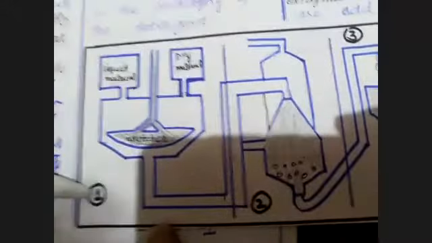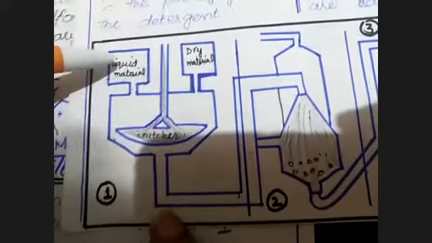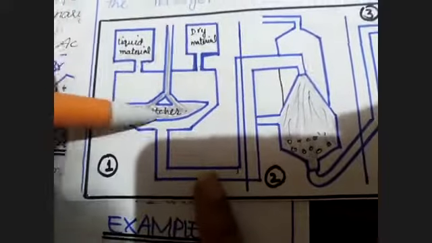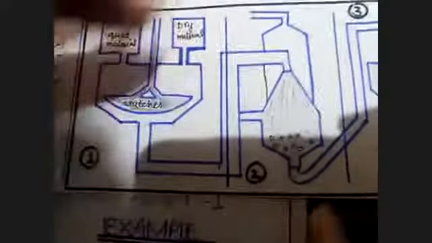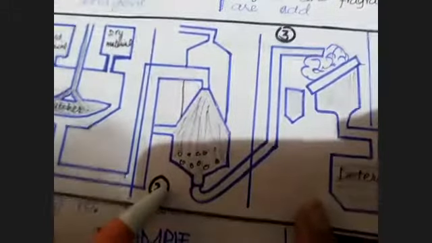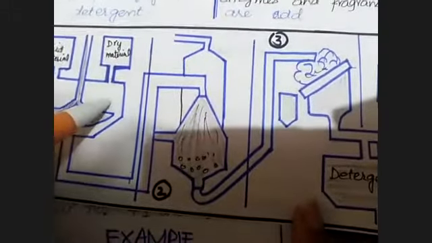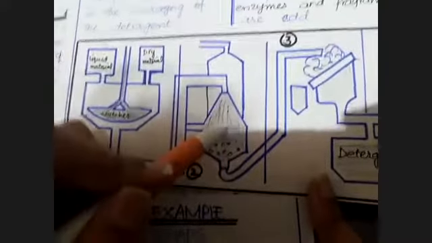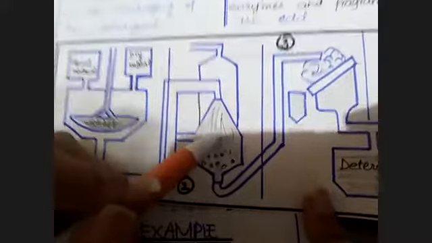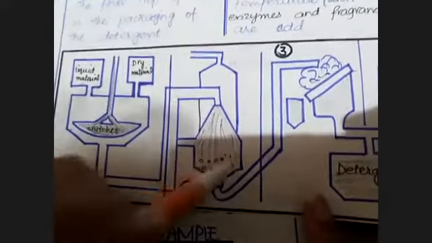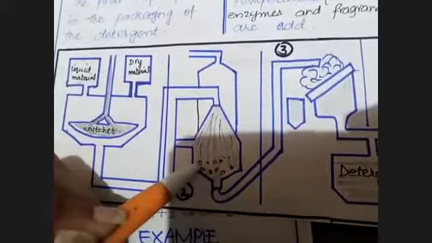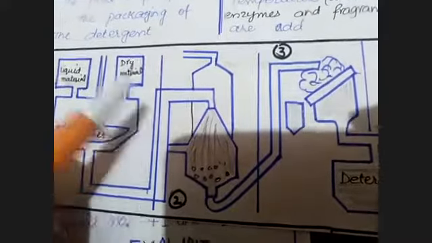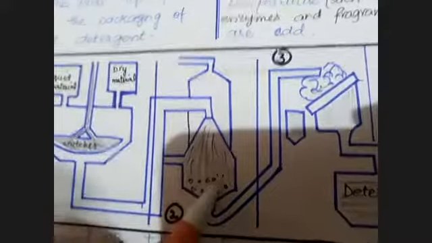In the first step, the dry material and the liquid material are combined into a slurry, a thick suspension, in a tank called a crutcher. In the second step, the slurry is heated and then pumped into another chamber through a nozzle under high pressure to produce small droplets. These droplets fall through a current of hot air, forming hollow granules as they dry.